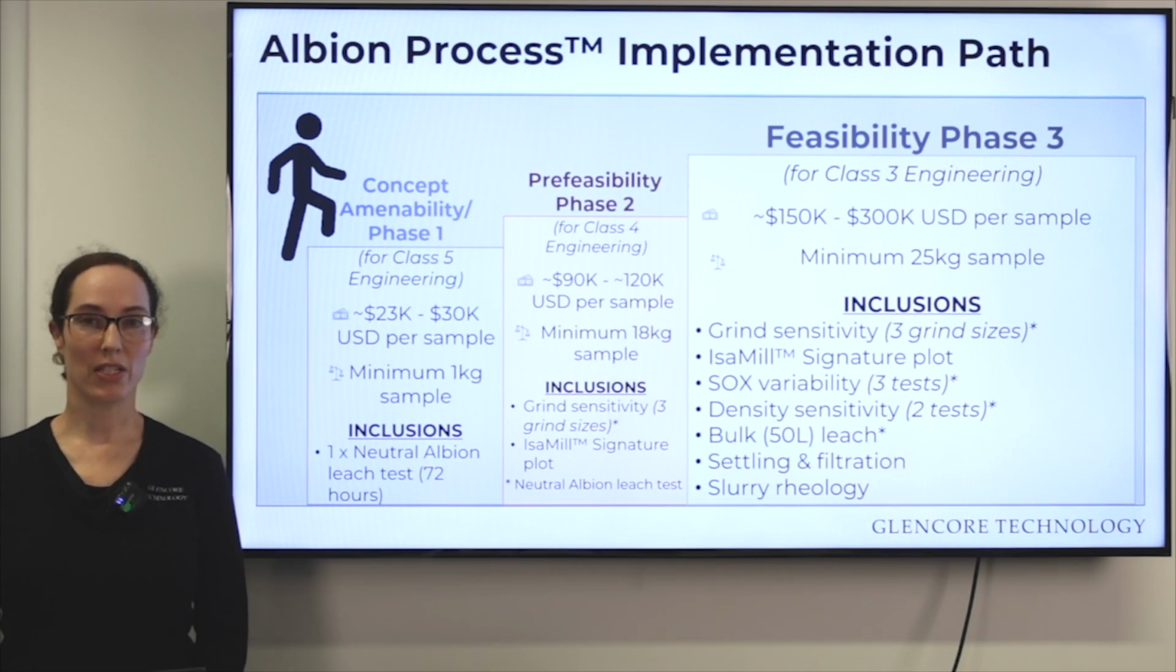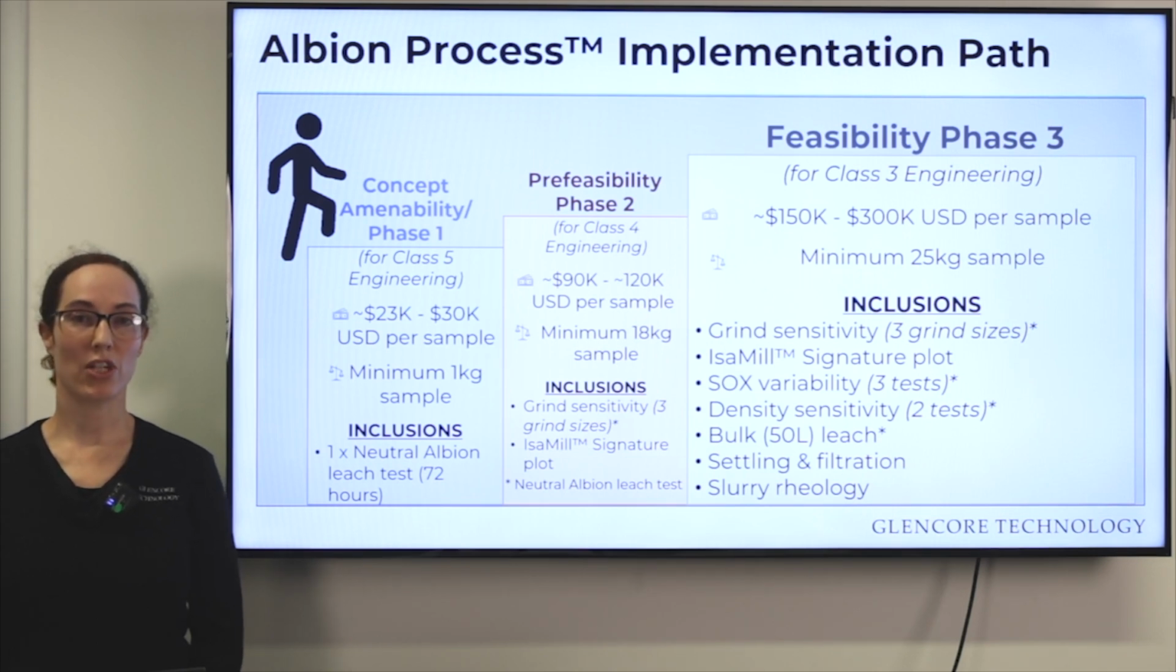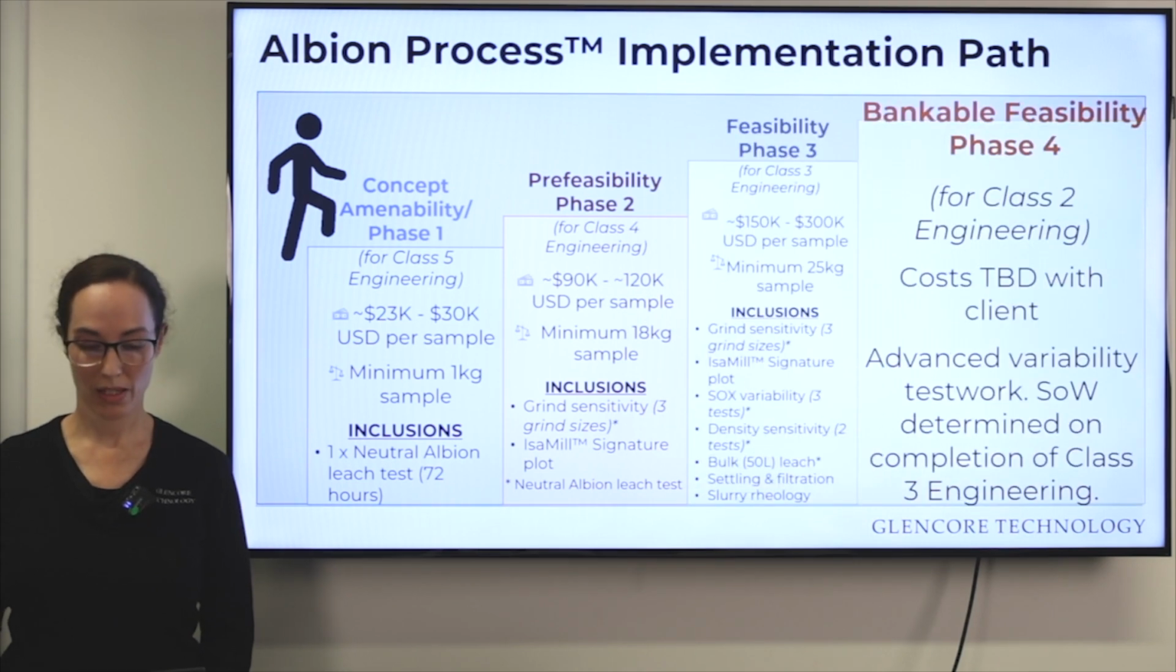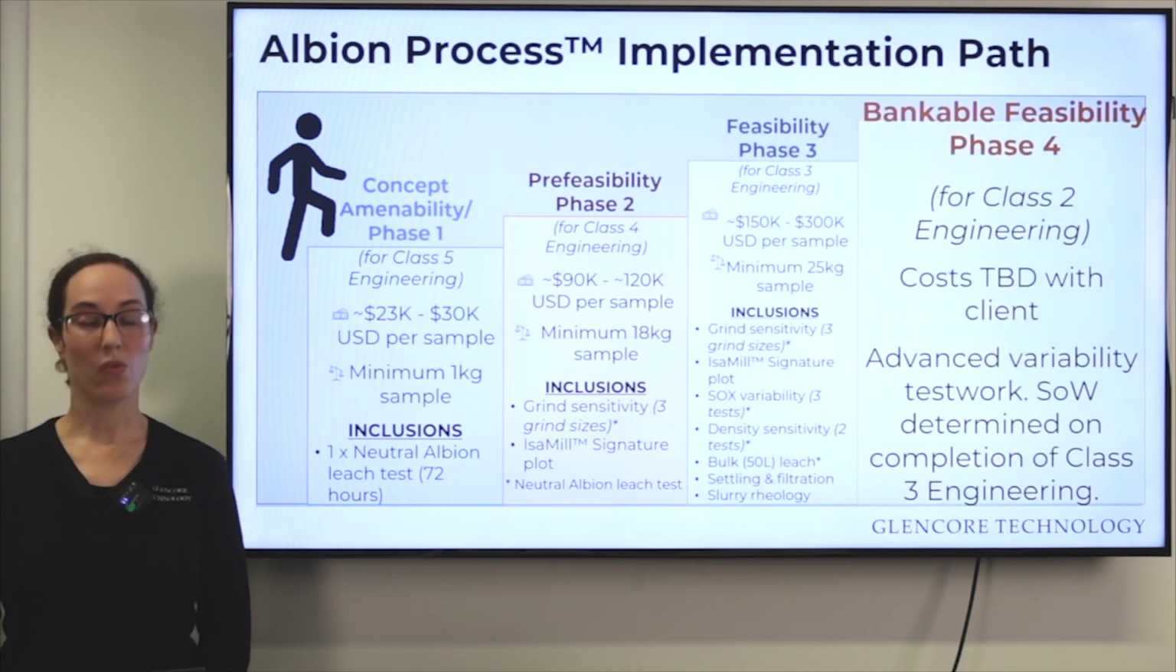Finally, there is a bulk leach done to generate sample for settling and flotation test work, and also slurry rheology. In this phase, all the design parameters generated by the test work would feed into a Class 3 engineering study. It is important to note that for the Albion process, we actually do not require a pilot plant to be run. From this lab bench scale test work, we can do the full design, and we can provide a process guarantee.